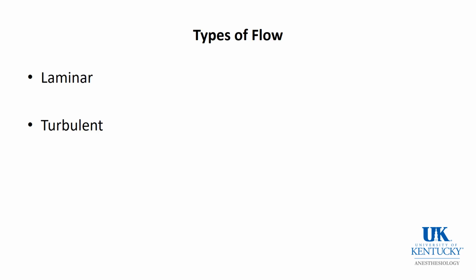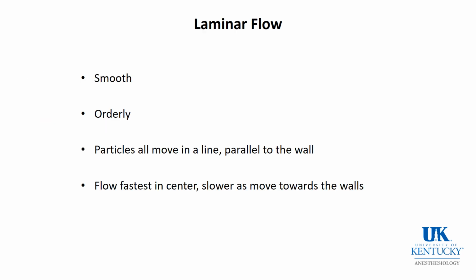Now, in regards to flow, and this is particularly relevant to gas flows. It also applies to liquids through tubes, but it's more relevant to our practice to gas flows. And as you remember, there are two types of flow, laminar flow and turbulent. Laminar flow is smooth, orderly. The particles move in a line parallel to the wall, and the flow is fastest in the center and slowest as you move out towards the wall.